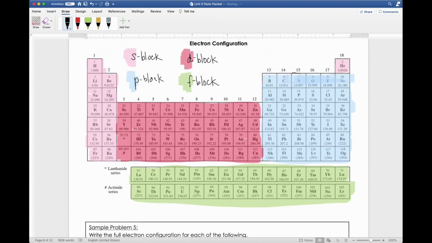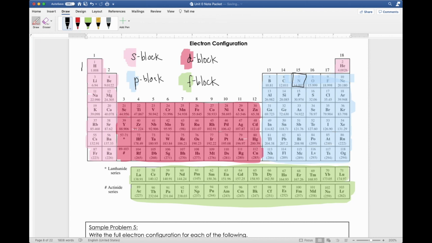So nitrogen's right over here. We want to know what the electron configuration is for that element. We're going to start from the beginning because we want the full electron configuration. So we're going to start right here with hydrogen. And we have to know what block each of these elements is in. That's why they're color-coded. But we also need to know what energy level those electrons are in.